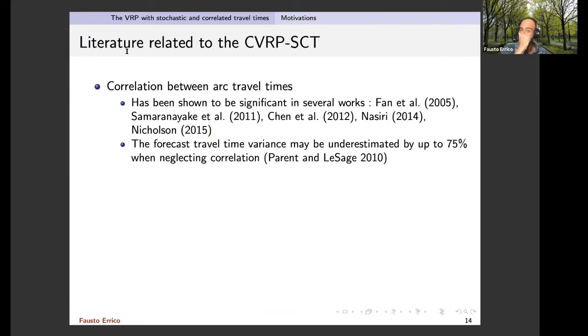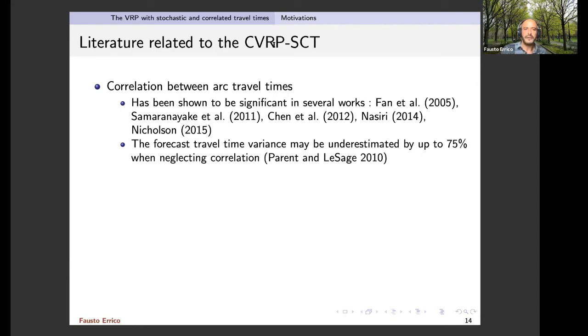Now, in the literature related to the vehicle routing problem, just because I didn't say it very clearly, let me take a step back. I said already what a vehicle routing problem is. In this case, we're focusing on a vehicle routing problem where the travel times are proportional to the cost, and the travel time is stochastic, and the costs and the travel times are not only stochastic but correlated among each other.